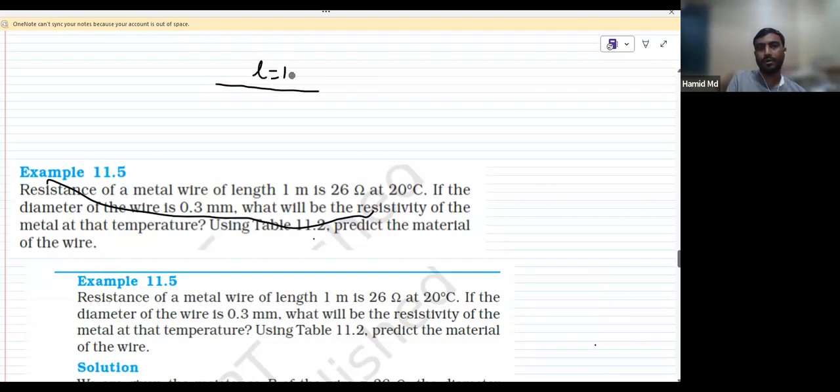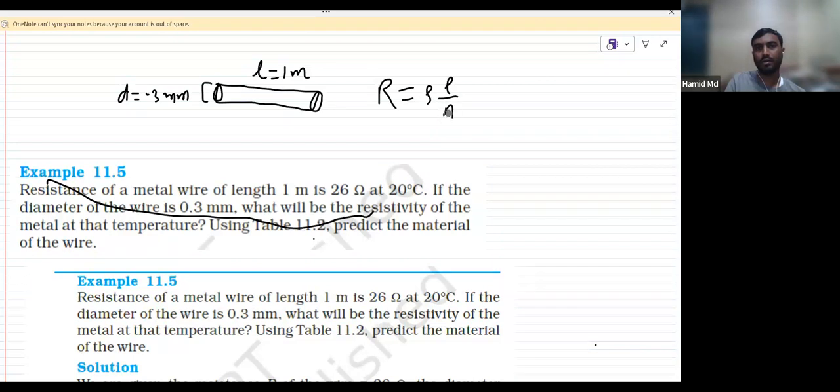Length is 1 meter, and the diameter of the cross section means this is the diameter. Diameter is 0.3 mm. This is the D. This thickness is 0.3 millimeter. So we have to find the resistance, that is rho L over A, and we have to see how it is going to happen.